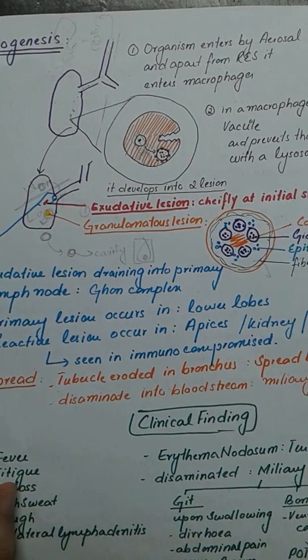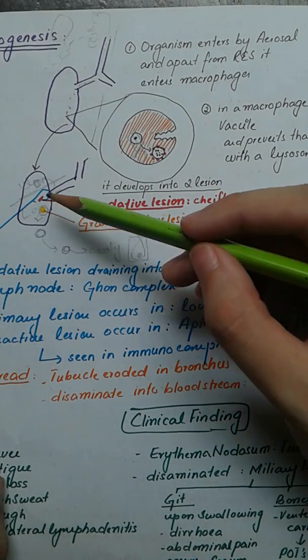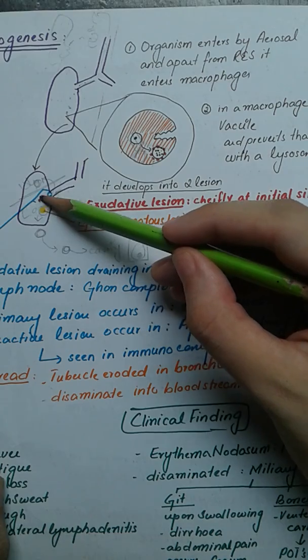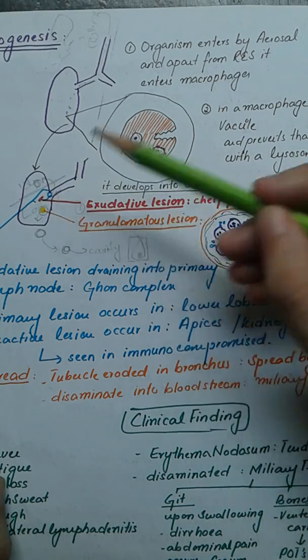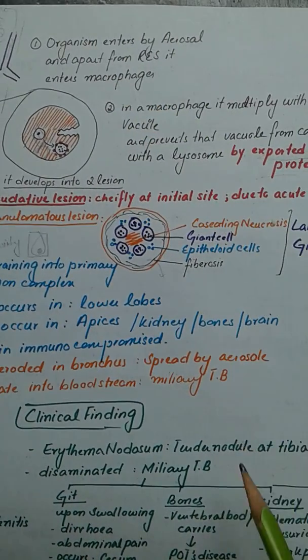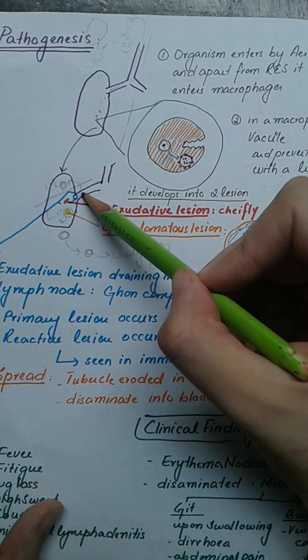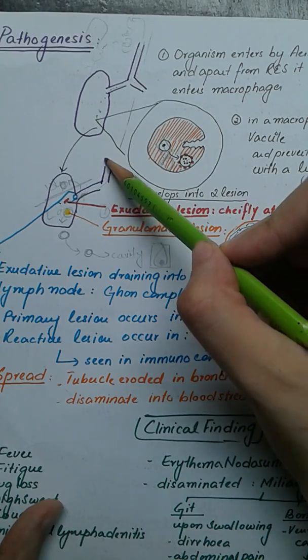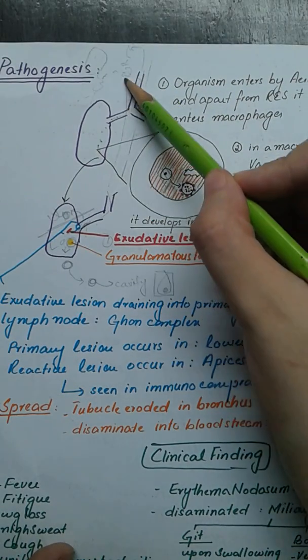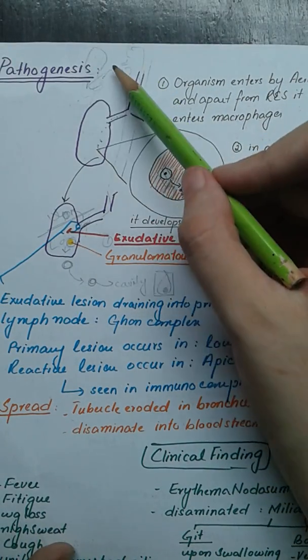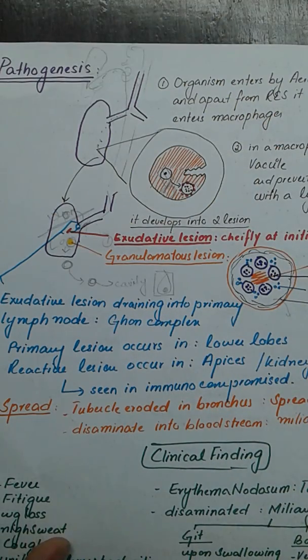Now, the spread happens because the tubercle eroded into the bronchus and spreads by aerosols. Like we previously said, the tubercle eroded and was present in the bronchus, and when the patient coughed, it was spread to another human, and similarly it cycled, the whole thing repeated again.